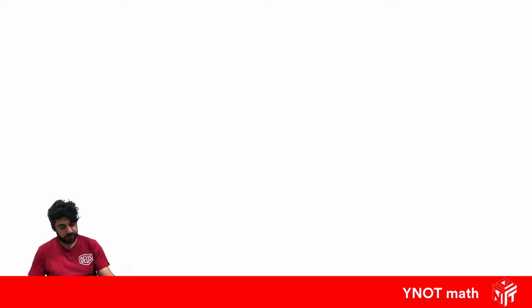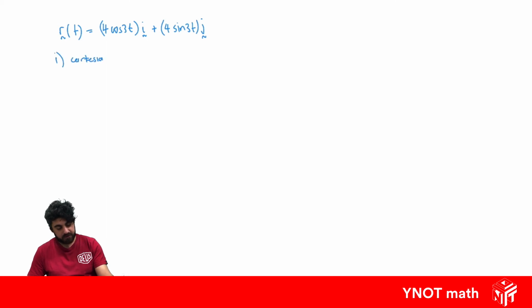Let's look at one more example. Let's say we have a vector described in terms of t as 4 cos 3t all multiplied by i plus 4 sine 3t multiplied by j, and we're after two things. We wanted the Cartesian equation. So let's first find that.